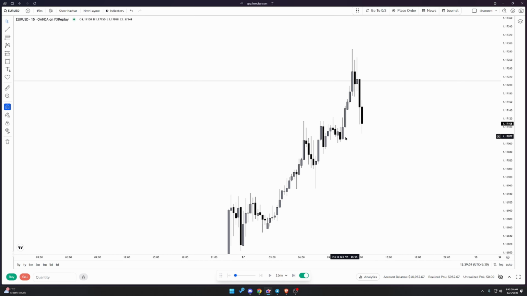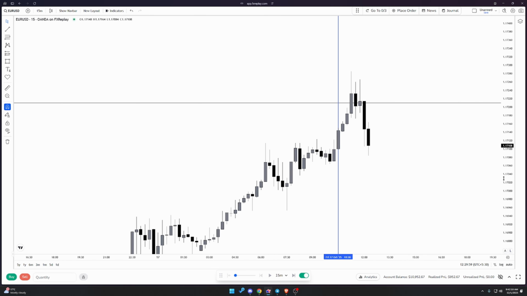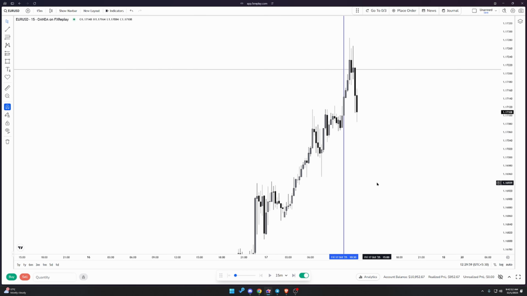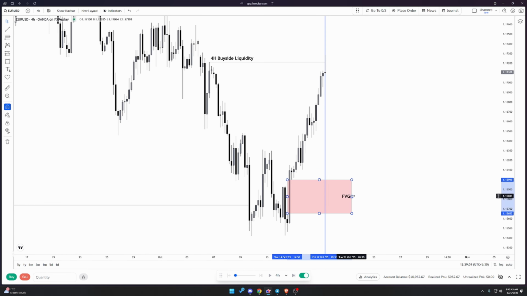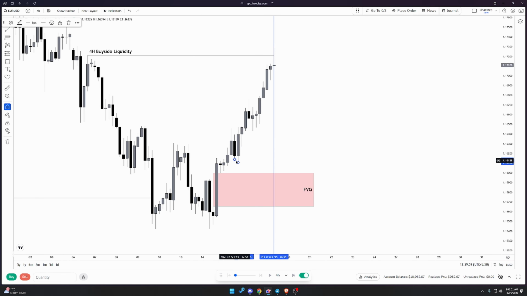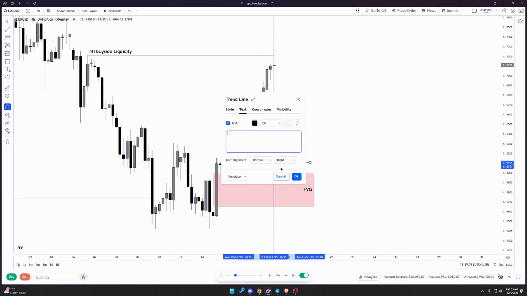Now let's mark out our midnight open candle. But notice that our 4-hour buy-side liquidity has been swept now. So let's look at the 4-hour time frame. I can also see a 4-hour fair value gap here, which has not been rebalanced till now. There is also this 4-hour low, which I will mark out as my sell side liquidity.